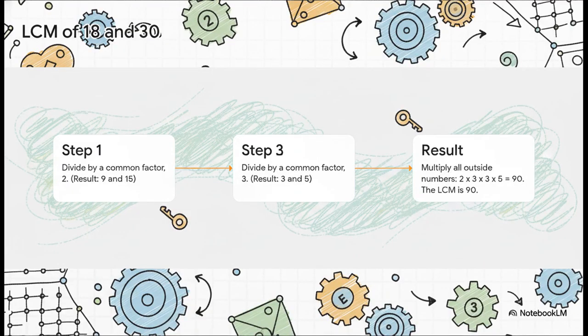Let's try it for 18 and 30. First, we pull out a 2. That leaves us with 9 and 15. Then we can pull out a 3, which leaves us with 3 and 5. Now, for the LCM, it's a little different. You multiply all the numbers on the outside, the 2, the 3, and the leftover 3 and 5. You multiply that whole chain together, and you get 90. That's it. 90 is the very first number that's a multiple of both 18 and 30.